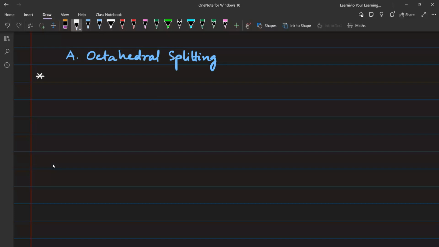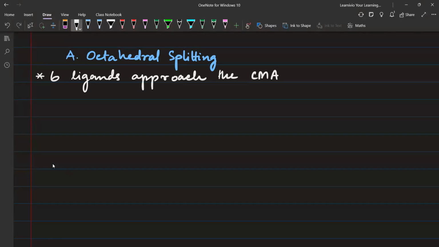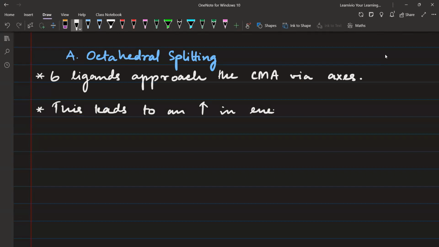First of all, six ligands approach. Six ligands approach the central metal atom via the axis. Through the axis, they approach the central metal atom. What happens? This leads to an increase in energy of d orbitals.